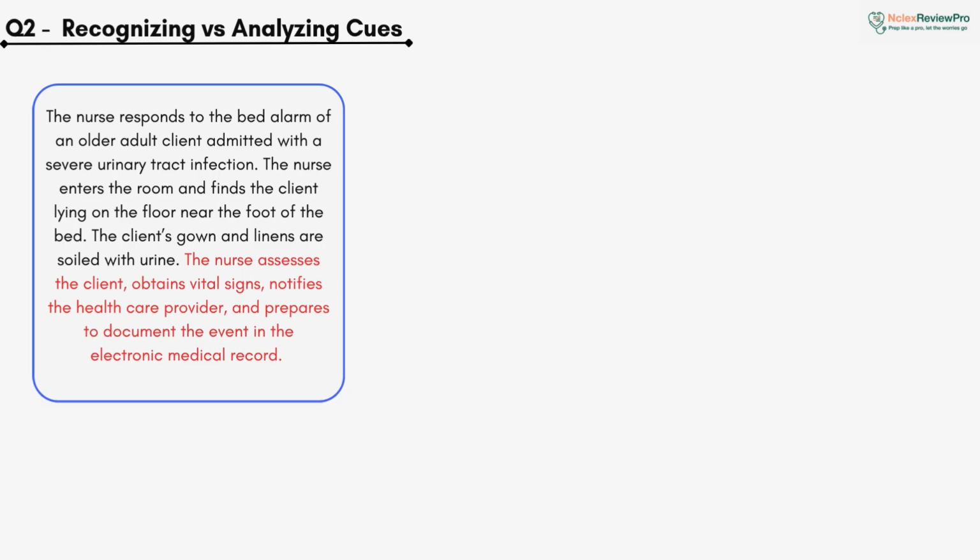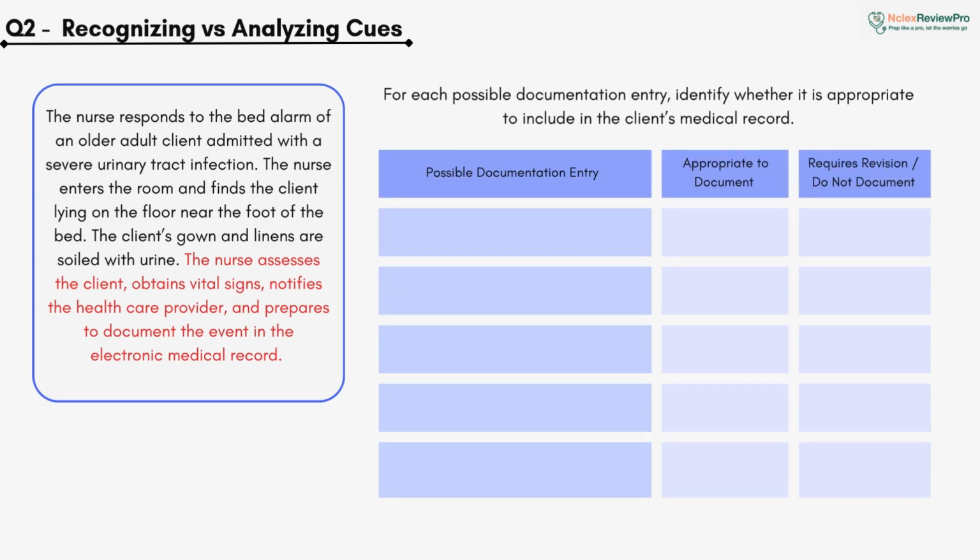The nurse assesses the client, obtains vital signs, notifies the healthcare provider, and prepares to document the event in the electronic medical record. And the question is asking, for each possible documentation entry, identify whether it is appropriate to include in the client's medical record or whether it requires revision and should not be documented as written. This is a matrix grid question. You will look at each possible documentation entry and decide if it is appropriate to document or if it requires revision.